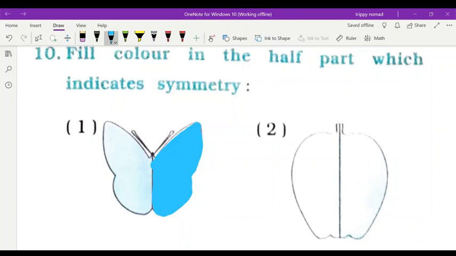And this one also, an apple. Okay, half part you have to color, fill the color in half part which indicates a symmetry. Here only the half part. Here I have done already, it was a colored one but I was not able to see, so you have to show this one color. You just wait, half part only you have to color.